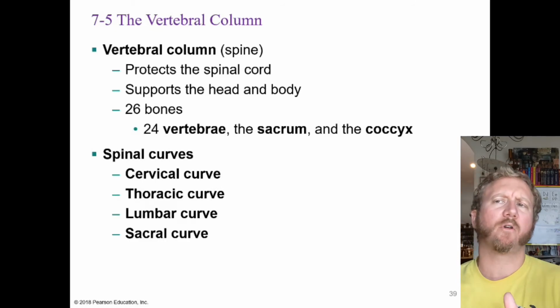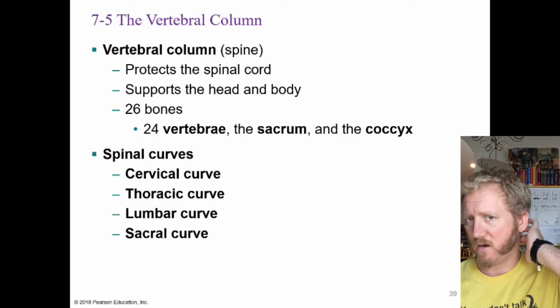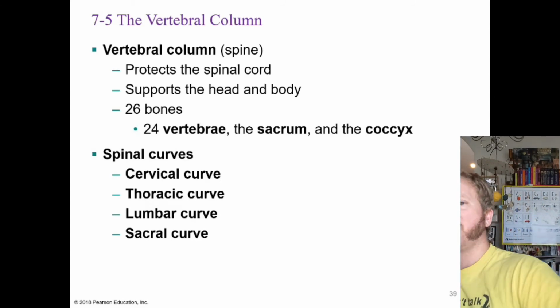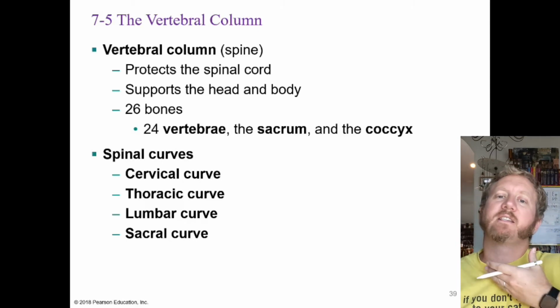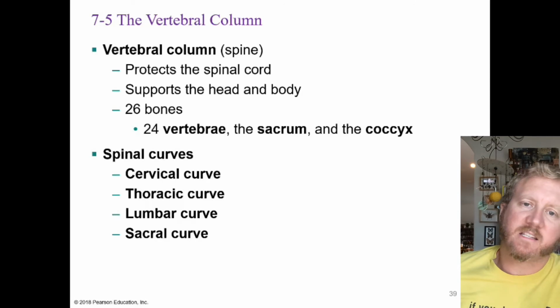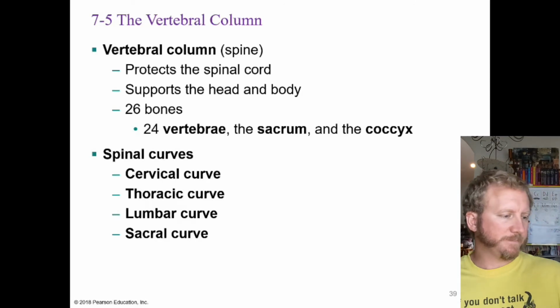What's easy to remember about these is it corresponds with where on the vertebrae those are happening. Cervical curve is up here with the cervical vertebrae of the neck. Thoracic is in this section. Lumbar is lower back, and sacral is your seat, basically.